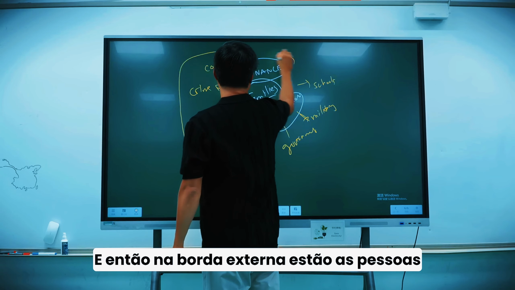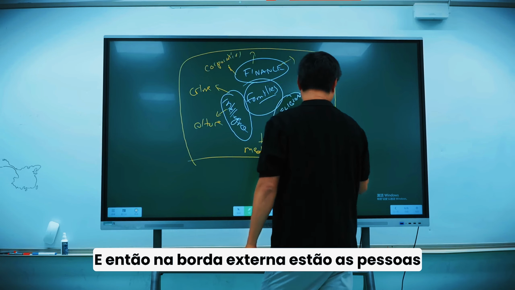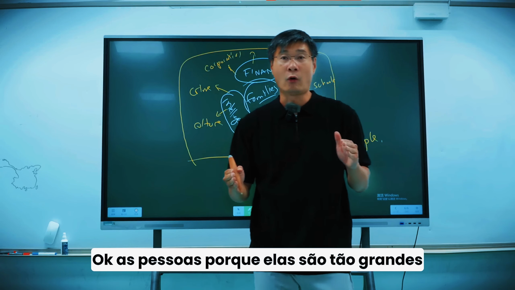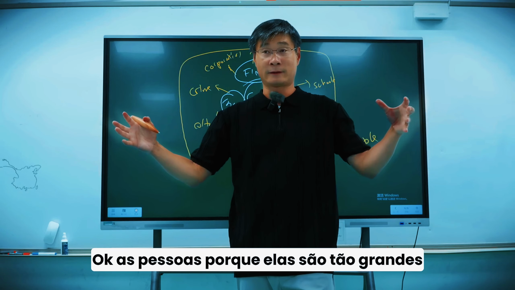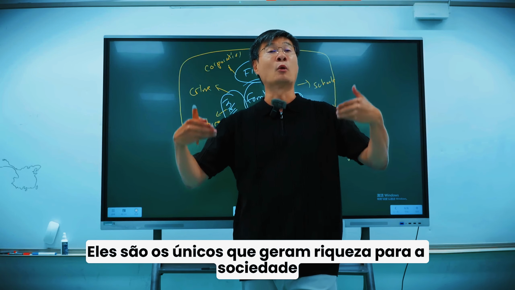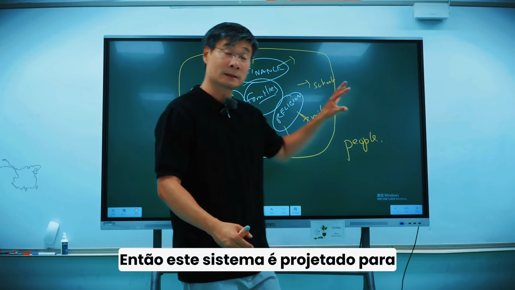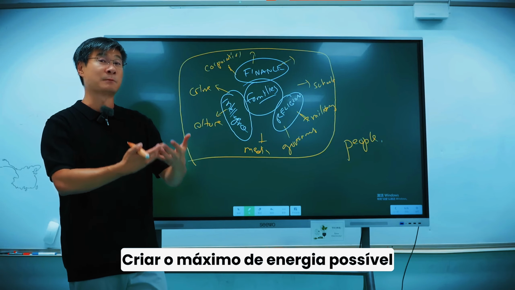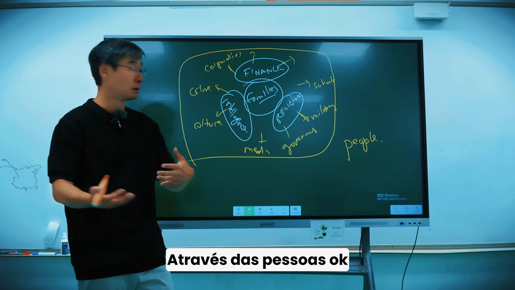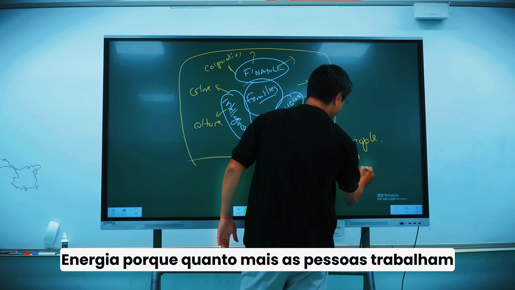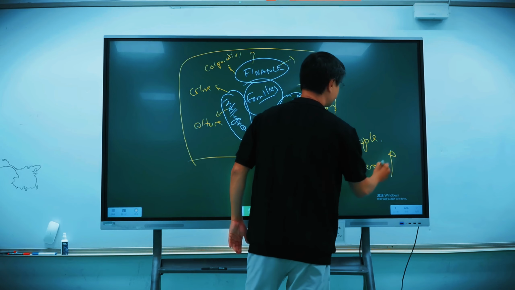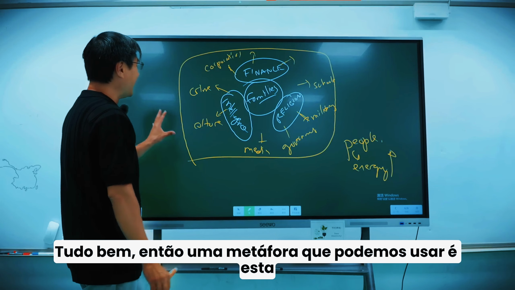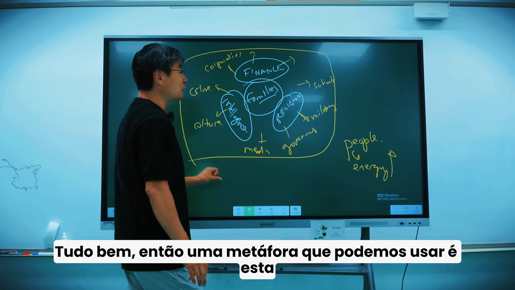And then at the outer edge are the people. The people, because they're so massive, they're the ones who generate wealth for society. So this system is designed to create as much energy as possible through the people. Because the harder the people work, the more wealth is generated in society. So a metaphor that we can use is this.